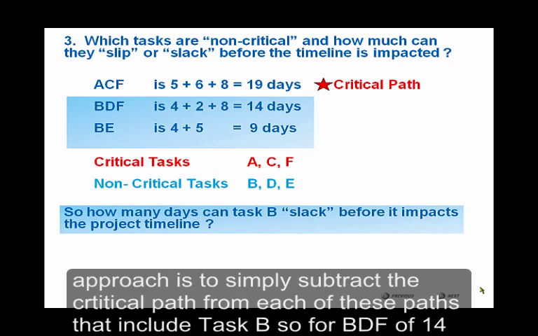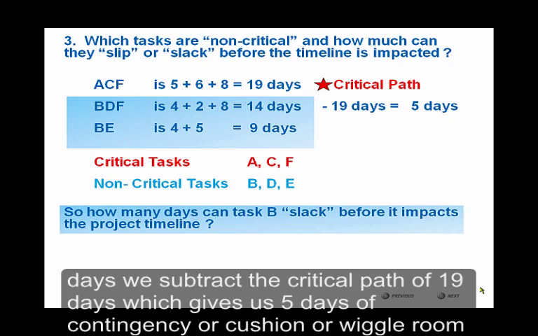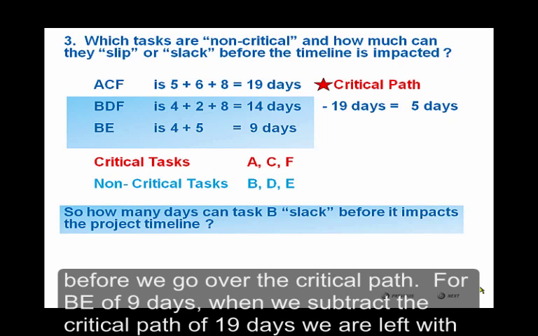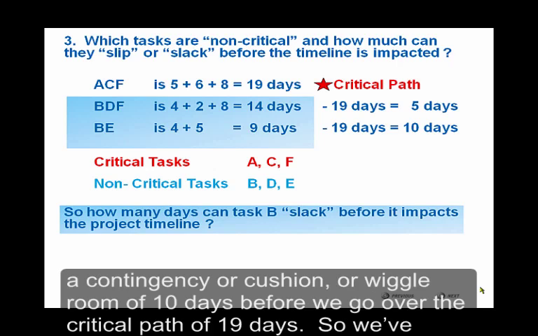Now, a quick approach is to simply subtract the critical path from each of these paths that include task B. So, for BDF of 14 days, we subtract the critical path of 19 days, which gives us 5 days of contingency or cushion or wiggle room before we go over the critical path. For BE of 9 days, when we subtract the critical path of 19 days, we are left with a contingency or cushion or wiggle room of 10 days before we go over the critical path of 19 days.